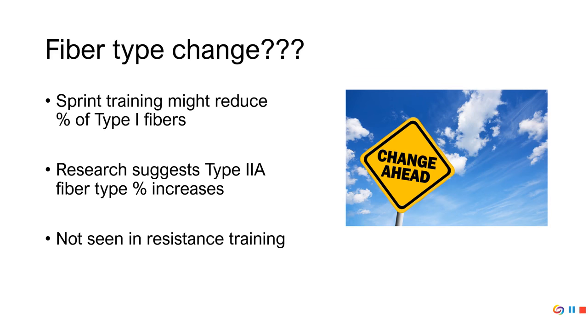All right. It's also possible, research is mixed, but it is possible that certain types of training might actually reduce the percentage of type 1 fibers that you have. There is some research out there that suggests that your type 1 fibers might actually turn into type 2A. But this, again, is with sprint training, and it's not seen necessarily in resistance training.